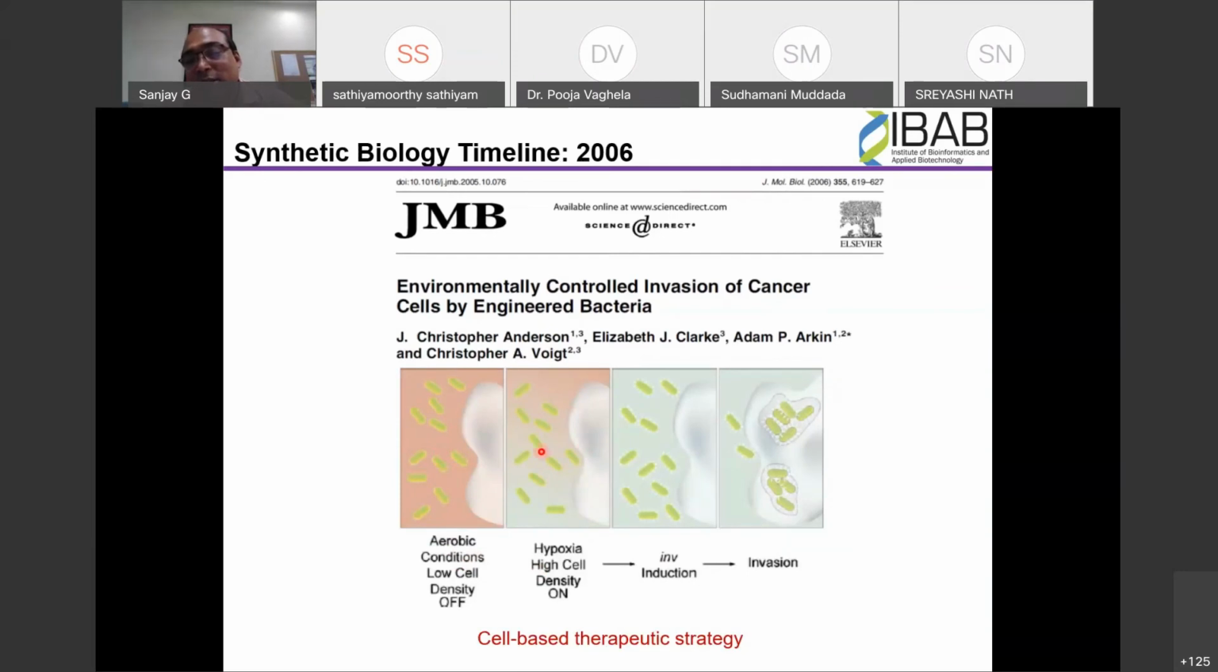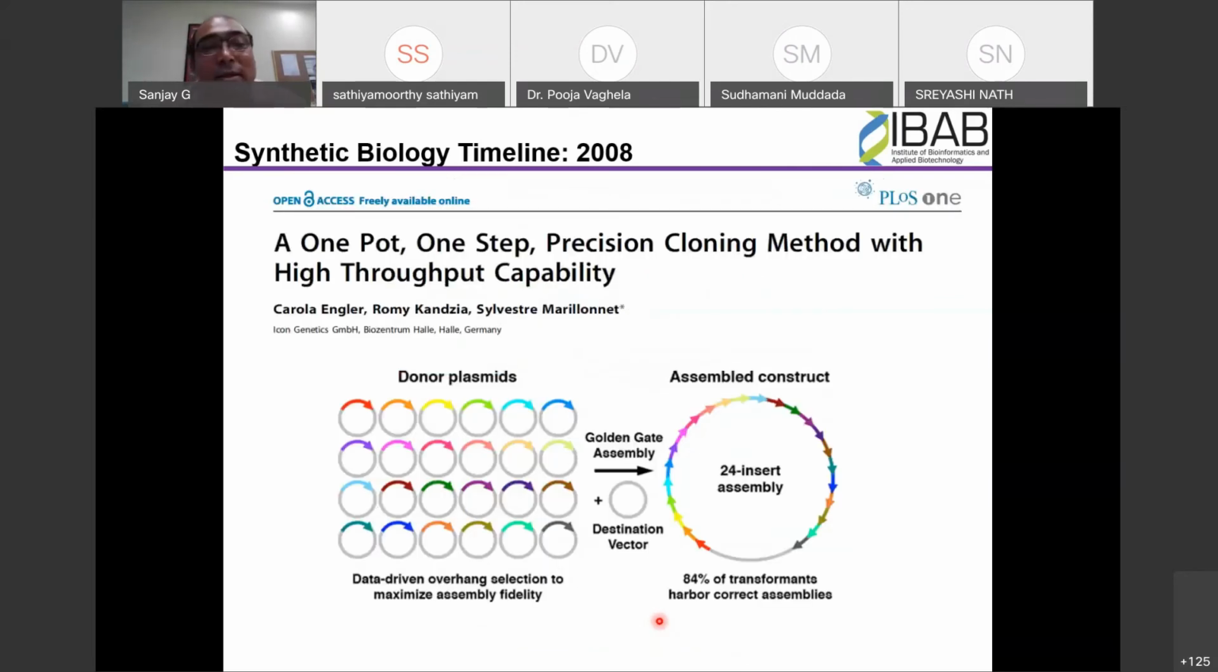This hypoxia will trigger a gene expression so that these bacteria can now invade these tumor cells and deliver a therapeutic molecule like cytokines or any drug. So this also has been tested in a cell line assay, and now the work is ongoing to use it for medicinal purposes.